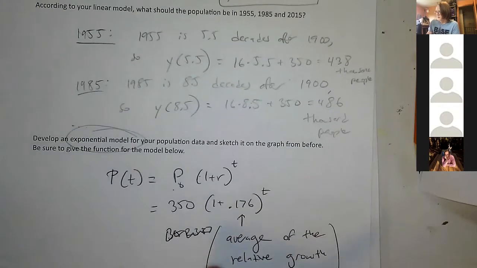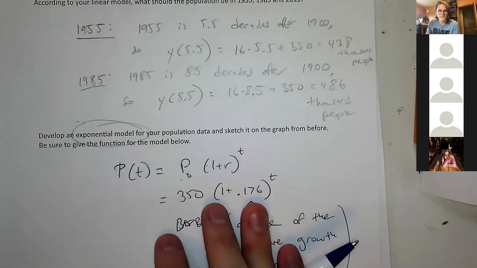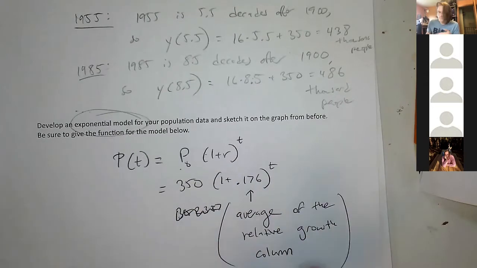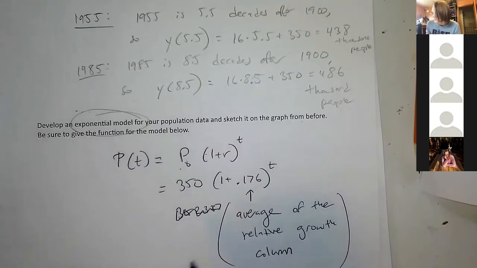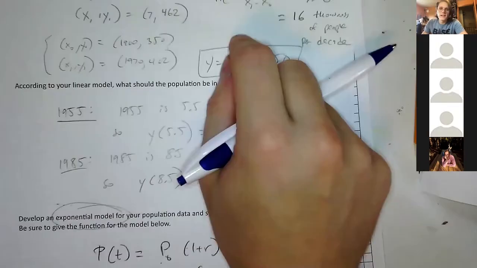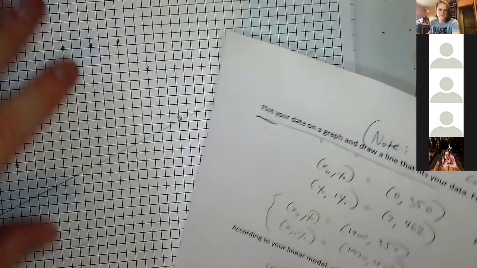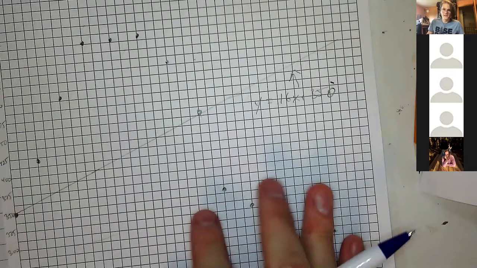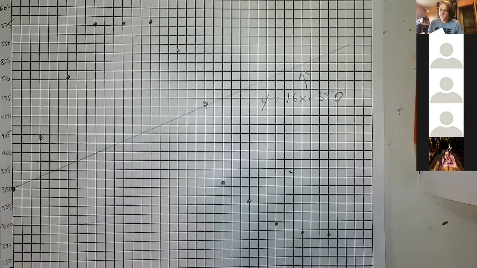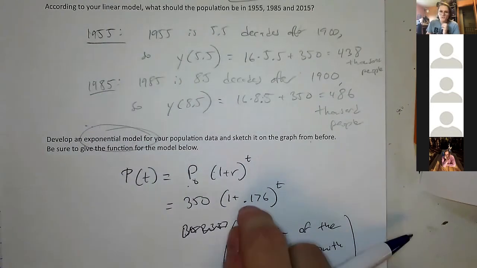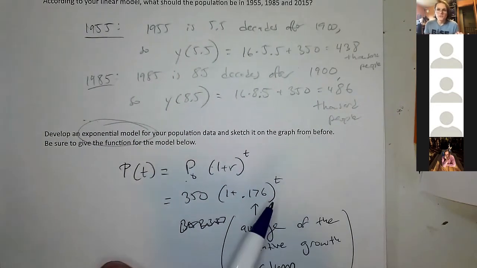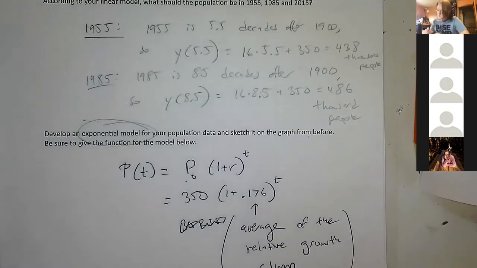All right, so questions so far? This is the model I'm going to take. And there we are. And then it says sketch it on the graph from before. So this is a little different. For the line, I plotted the data, I drew a line through it, and then I found the equation of that line. For the exponential, we were doing exactly the opposite. I found the equation, and now I'm going to plot the equation on the graph and then connect the dots, all right? So you have a few options here.